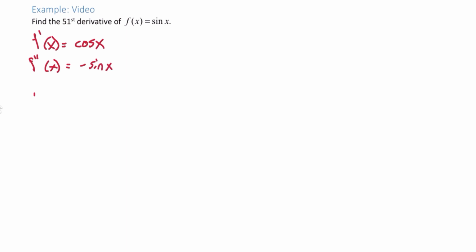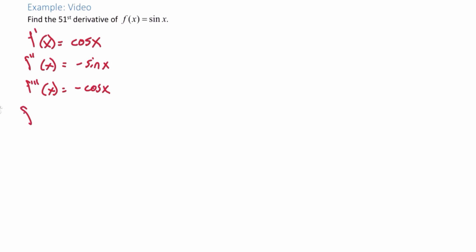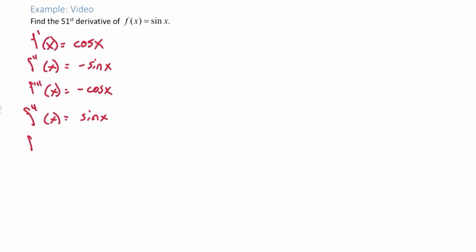We can do that again and take the derivative of negative sine x, and we get negative cosine x. Again, we can take the fourth derivative and get sine x. We'll do a couple more. The fifth derivative is cosine x. And again, we get negative sine x.